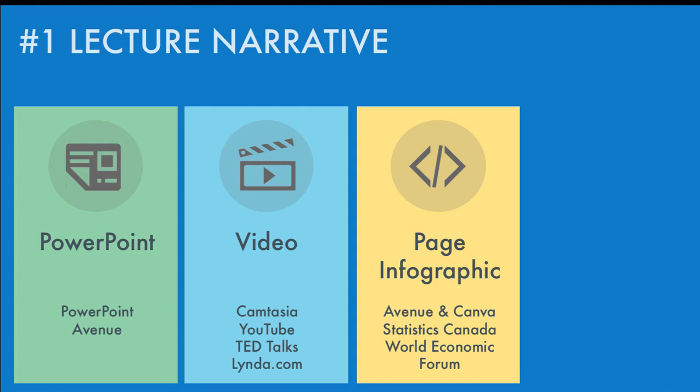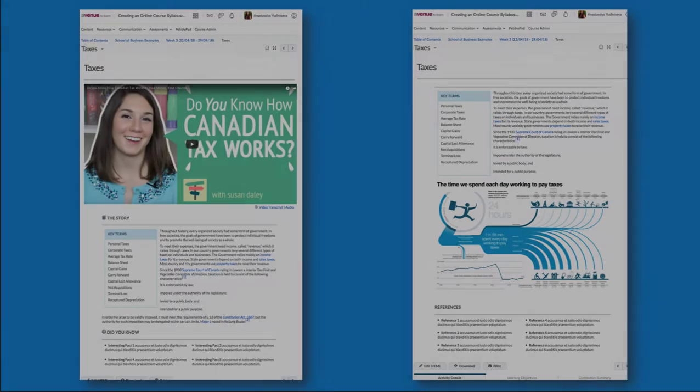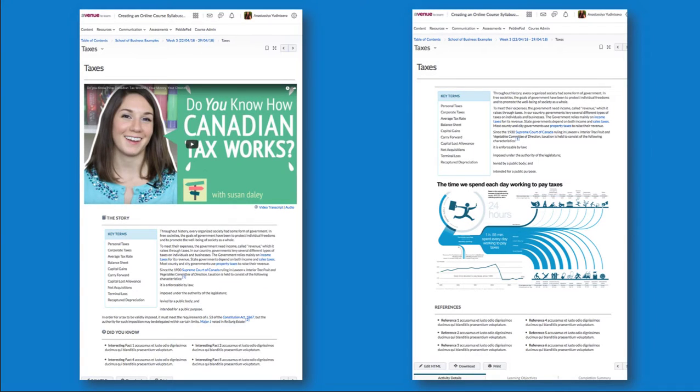cause information overload. You may want to use a free tool called Canva to create modern-looking graphs or infographics, or you're encouraged to add links to Statistics Canada data or World Economic Forum data or any other electronic database in your field. Here is a good example of a simple page on Avenue.